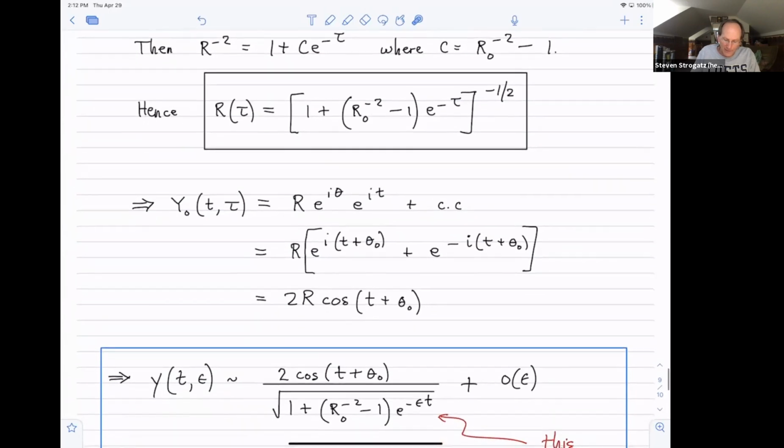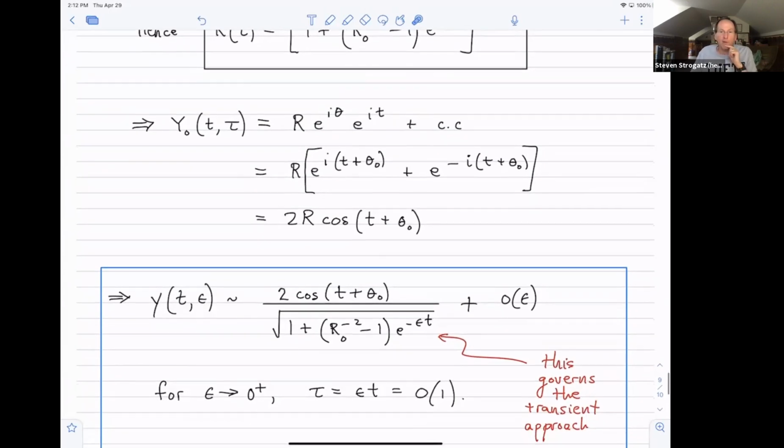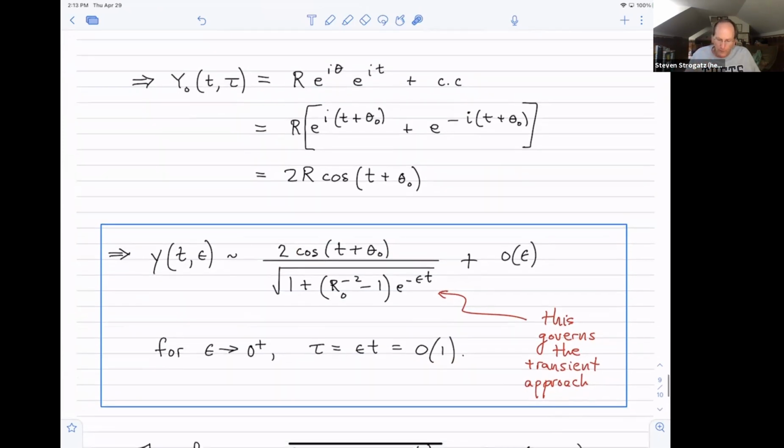And now going back to the original time variables, we're predicting this phenomenal exact asymptotic approximation for the lowest order behavior. Y as a function of t and epsilon for the van der Pol is predicted to be 2 cosine, this fast oscillation, times this slowly varying amplitude sitting down here. And this is supposed to work as epsilon goes to 0 from the positive side on timescales up to and including times of order 1 over epsilon. So this governs the transient approach to the limit cycle.